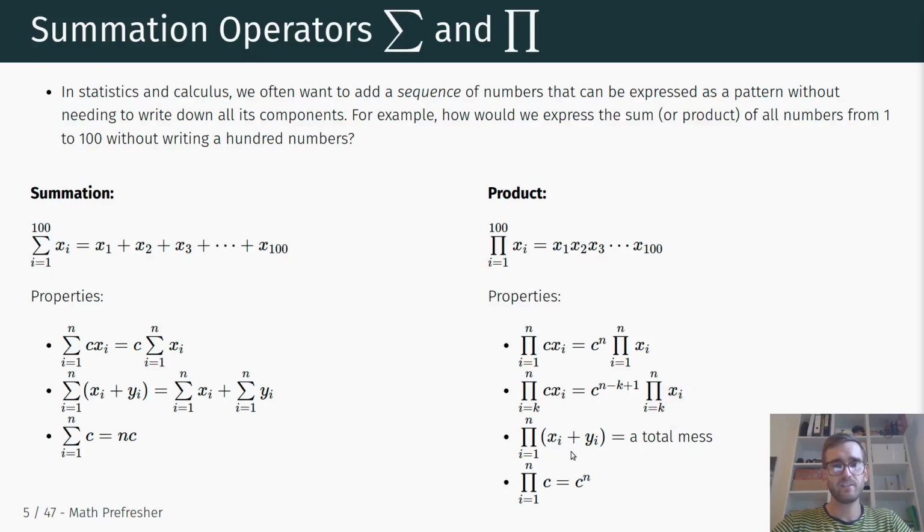The other thing to note is that as soon as we have a sum of two elements, xi plus yi, of course, since this is now a product of sums, we cannot simply separate them apart. So you have to be careful. This easy separation that we had with the sum doesn't work here. And lastly, if we have only a constant as an element of this product of multiple elements, then this is equivalent to multiplying this constant by itself n number of times. So this is c to the power of n.